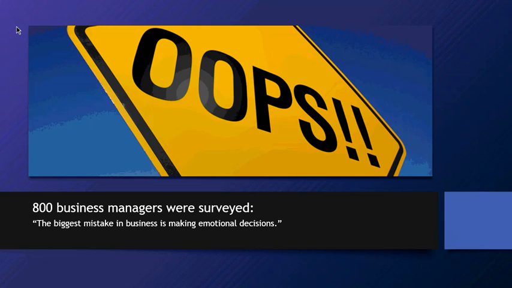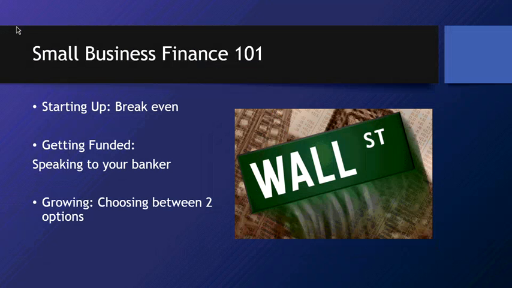is making emotional decisions. By leveraging, understanding, and knowing the financial models and financial tools that are out there, we can avoid making these emotional decisions and make our decisions much more logical. So what we're going to be covering today is basically the starting up stage. This is where you should be using the break-even tool. Then the getting funded stage. This is learning how to speak to your banker and understanding the financial ratios that they're using.